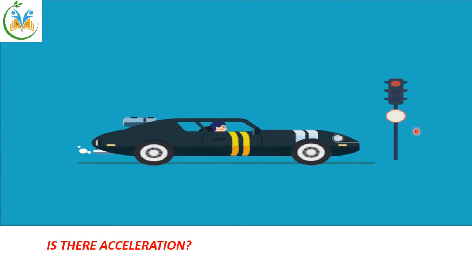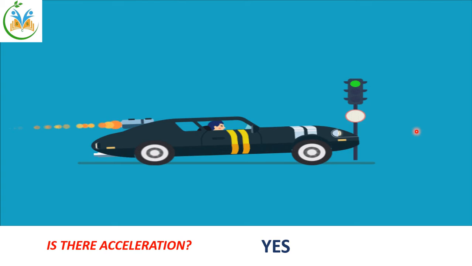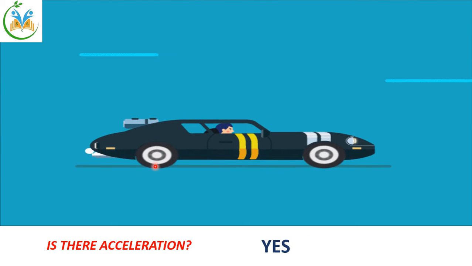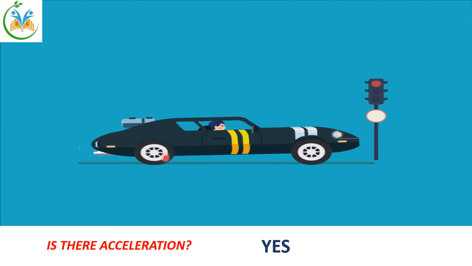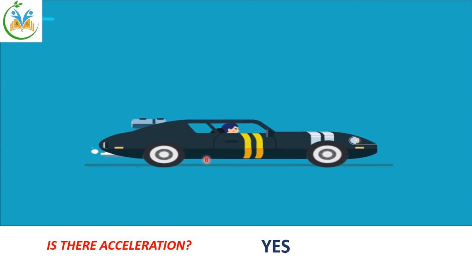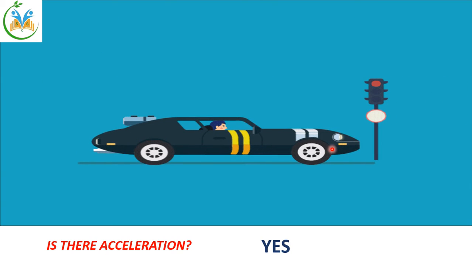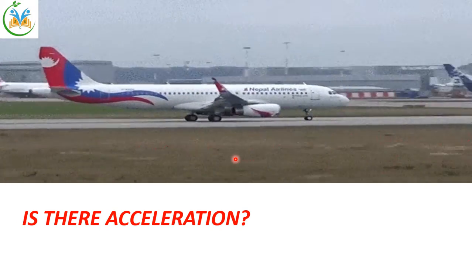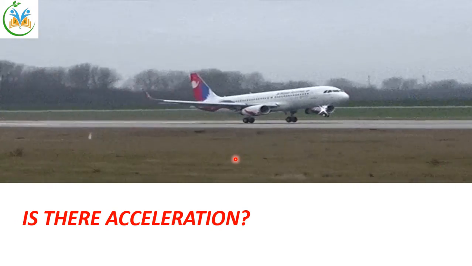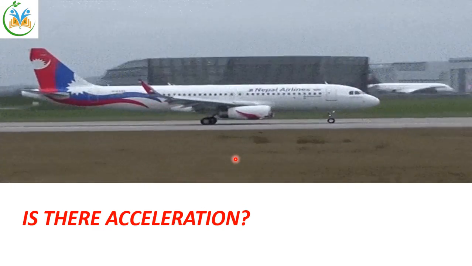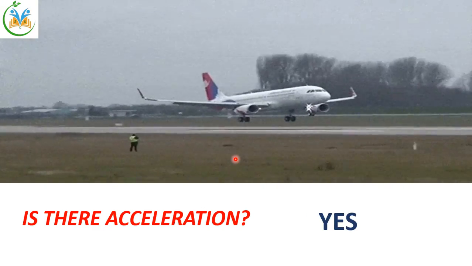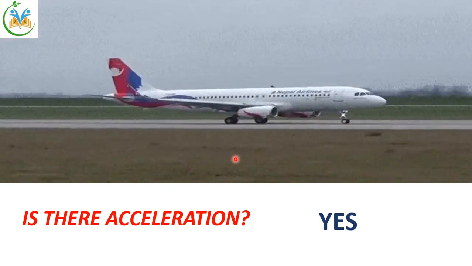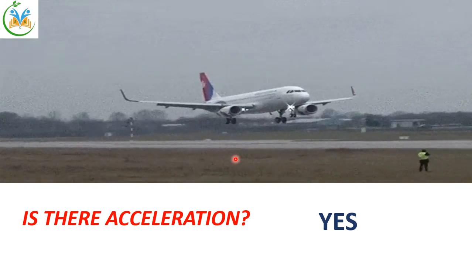So is there acceleration? The answer is yes, because at one point the speed is 0 or some speed like 1 or 2 meter per second. Suddenly it accelerates and gets a different speed, so there is acceleration. Okay, see the next example. Now tell me, is there any acceleration? See, a plane is landing and it stops. Yes, there is acceleration, because there is a change in velocity.